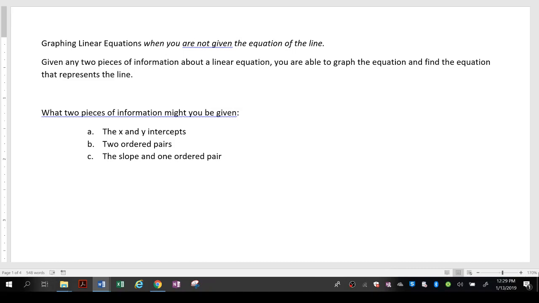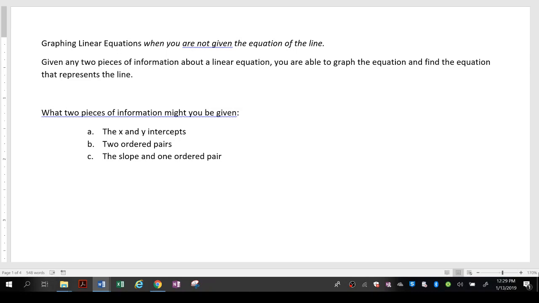In this lesson, we're going to look at how to graph linear equations when you are not given the equation of the line. We're also going to look at how to find that equation. In order to do this, you must be given at least two pieces of information about the linear equation. And with those two pieces of information, you're able to graph it and find the equation that represents the line.